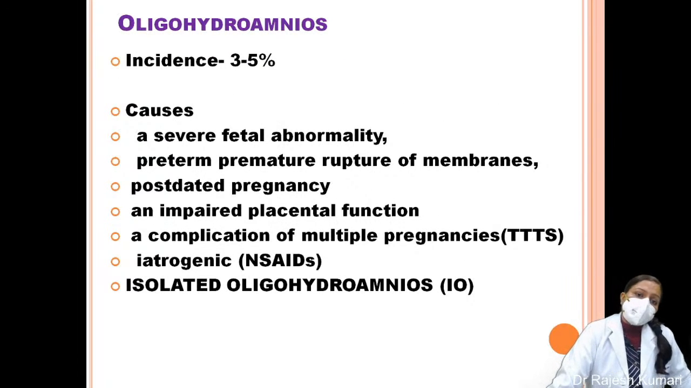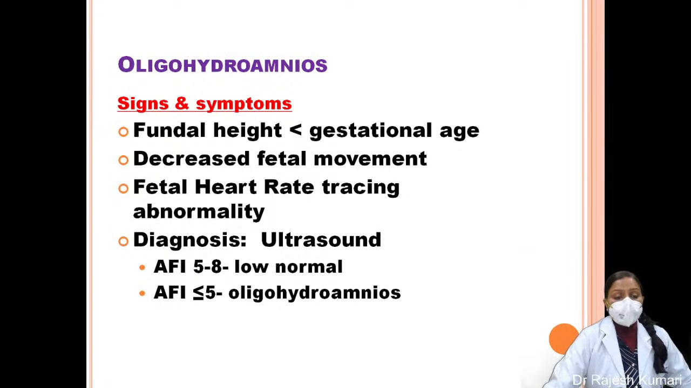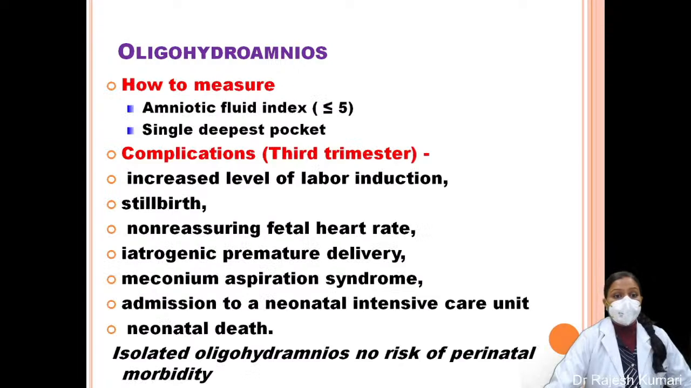Oligohydramnios incidence is 3 to 5%. Causes are severe fetal abnormality, preterm premature rupture of membranes, post-dated pregnancy, impaired placental function, complications of multiple pregnancies, iatrogenic causes, and isolated oligohydramnios. Signs and symptoms are fundal height less than gestational age, decreased fetal movement, and fetal heart rate tracing abnormality. Diagnosis is by ultrasound: AFI 5 to 8 is low normal, and AFI equal to or less than 5 is oligohydramnios. So how to measure? By amniotic fluid index equal to or less than 5, or single deepest pocket.